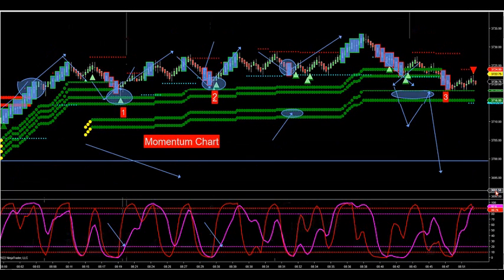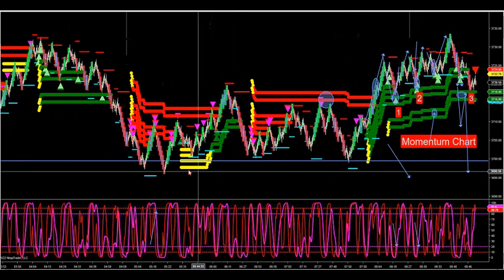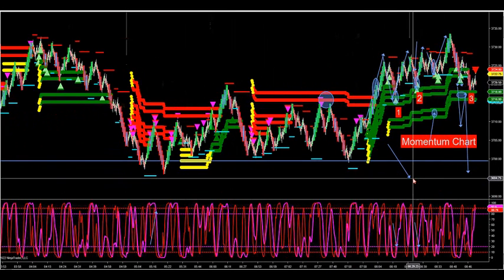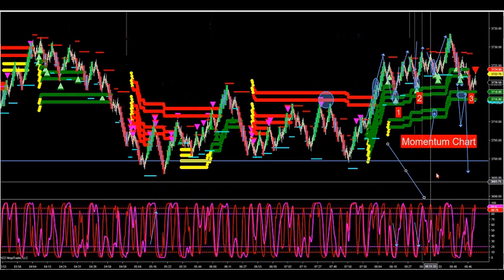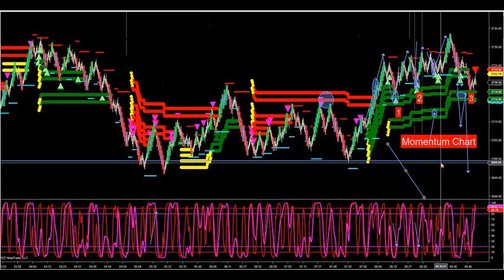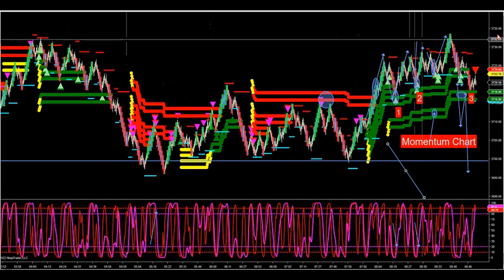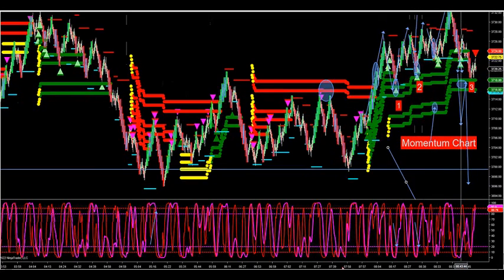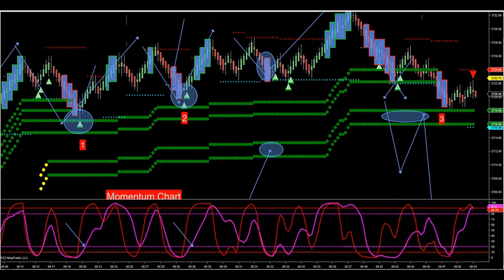Now, since we've tested this level so many times, I'd like to see this support level get taken out. So I'd like to see us go right through the support level today, and I'd like to see it retest, start showing red speed bars, retest with opposite color green speed bars, and try to possibly get in the market that way. So this is the same setup every single day, over and over, that we're going to see again.